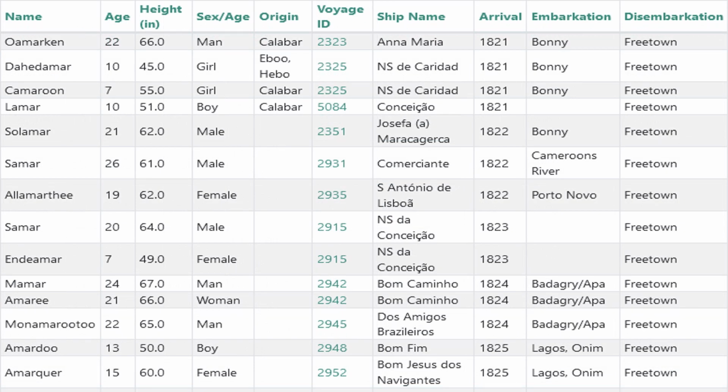Switching now to the MAR route, you see quite a bit of embarkation in terms of Bani. You see Cameroon River, Porto Novo. You see Lagos, but you see this disembarkation at Freetown also. You also see the origin of the people, including Calabar and Igbo.